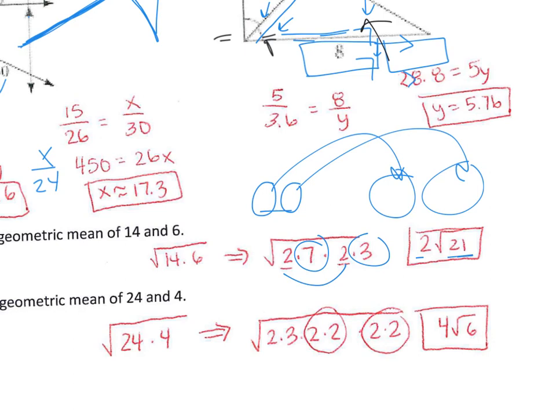And then for the last one, instead of multiplying 24 and 4, I just factored out 24, and then I factored out 4. And there are 2 sets of 2, so 2 times 2 is 4, and 2 times 3 is on the inside.